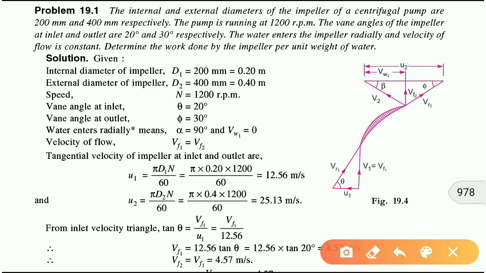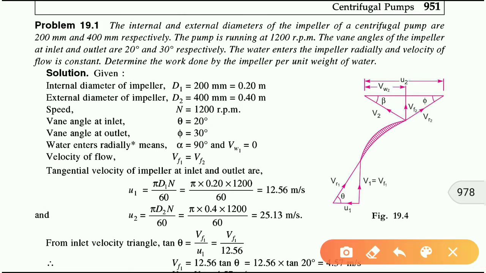and this makes the x component of this radial velocity, Vw1, as 0. So as Vw1 becomes 0, the value of V1 becomes equal to Vf1. Means in this case the velocity of the water flow will become as its flow component Vf1. Now the tangential velocity of the impeller at inlet and outlet we can find by using these formulas.